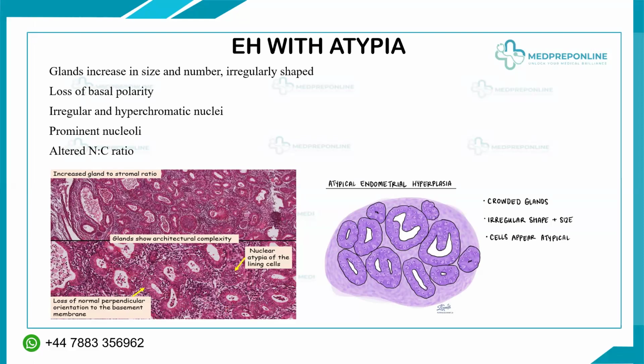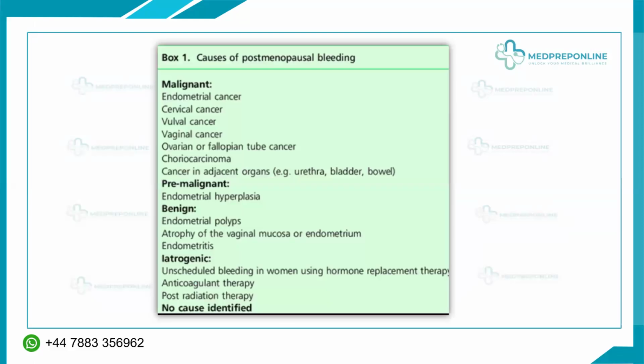So again, loss of basal polarity, very irregular and hyperchromatic nuclei, very prominent nucleoli can be seen, and there is alteration of the nuclear cytoplasmic ratio.